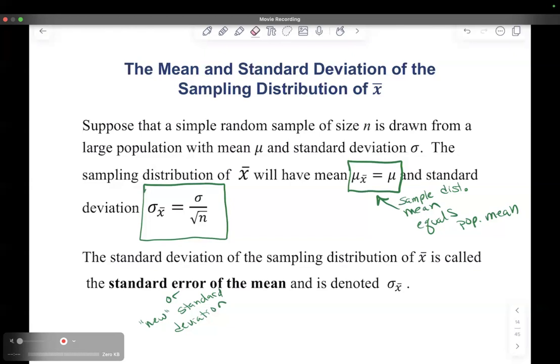So what you do is you take the population standard deviation and you divide it by the square root of your sample size. They'll give you the population standard deviation. You don't have to worry about that. So you take the population standard deviation, divide it by the square root of your sample size, and that'll give you the standard error or your new standard deviation of your sampling distribution.